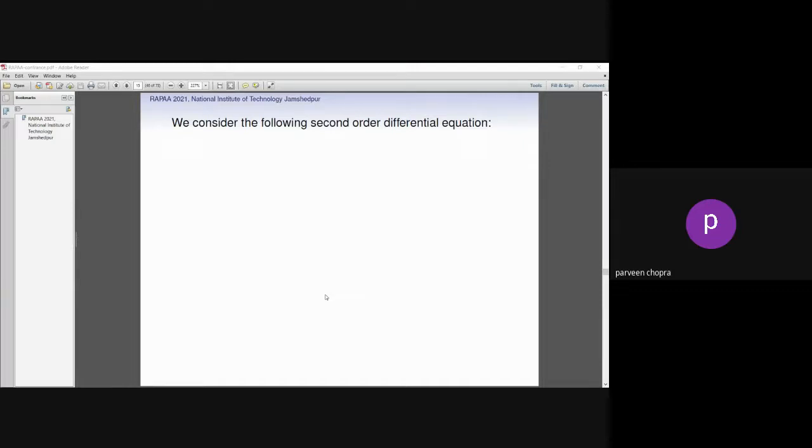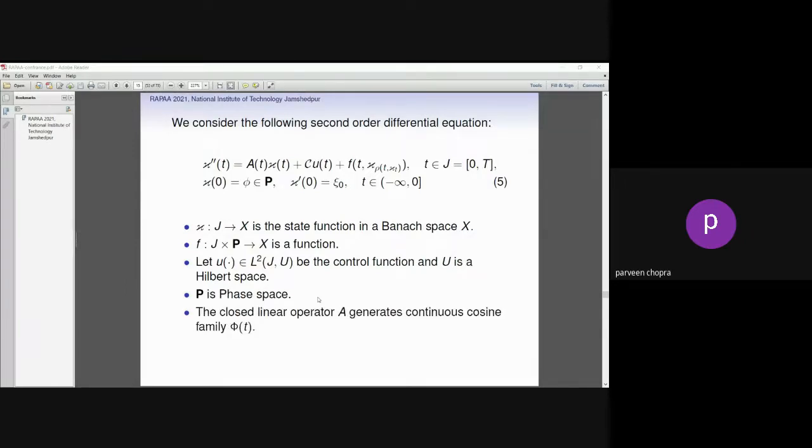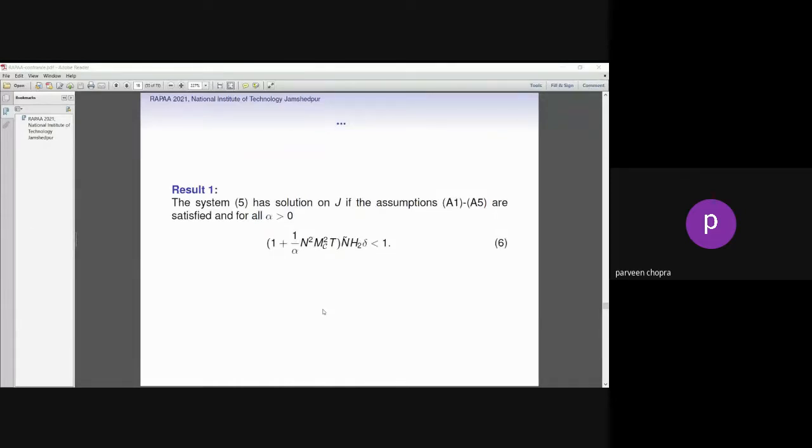We consider the second-order differential equation with a non-autonomous system of the form of equation 5, where x is a state function in the Banach space X, F is a function from J cross phase space P to the Banach space X, u is a control function in a Hilbert space U, and P is a phase space. The closed linear operator generates a continuous cosine family phi t, and the operator C is a bounded linear operator from the Hilbert space to X. Here x_t(theta) is equal to x of t plus theta for theta belonging to minus infinity to 0. The result is that the system phi has a solution on the interval J if the assumptions A1 to A5 are satisfied for all alpha greater than 0, and it satisfies equation 6.